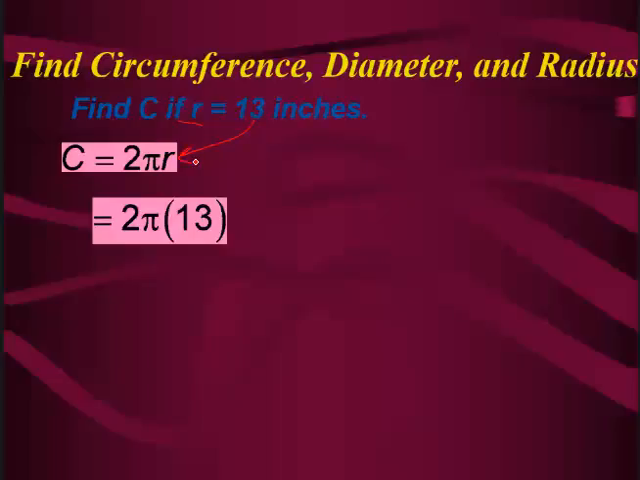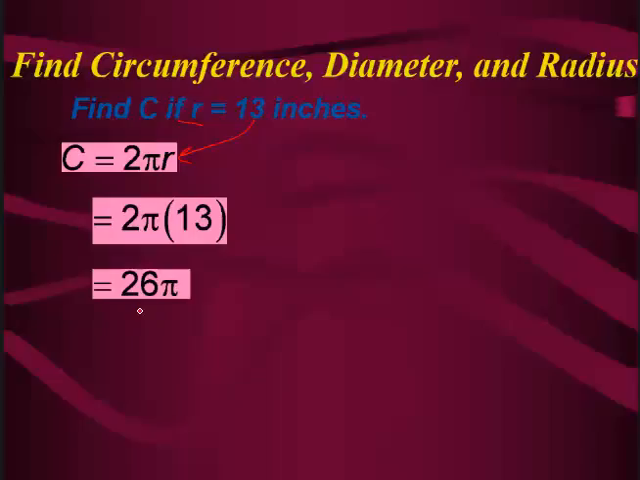2 times 13 is 26. Remember, pi is a number, so we're just going to leave it there. We don't need to replace it. We aren't solving for it. This is actually the most accurate answer because we haven't estimated anything. So we're going to use an equal sign here.